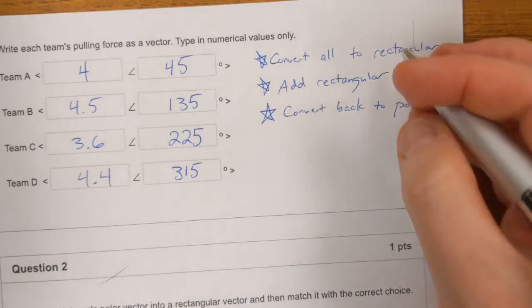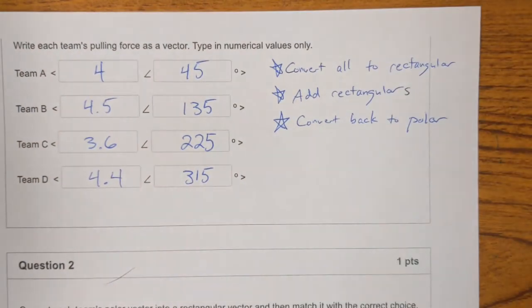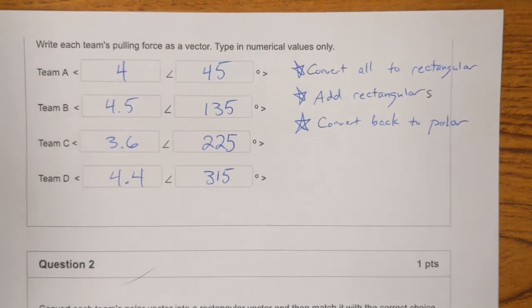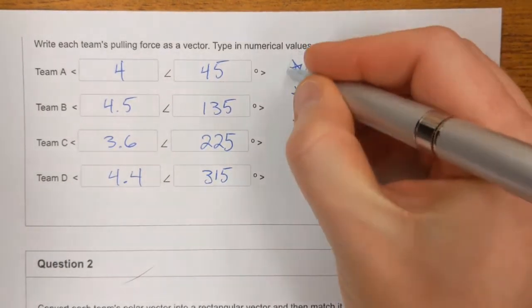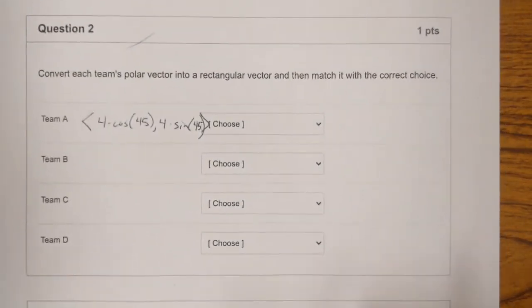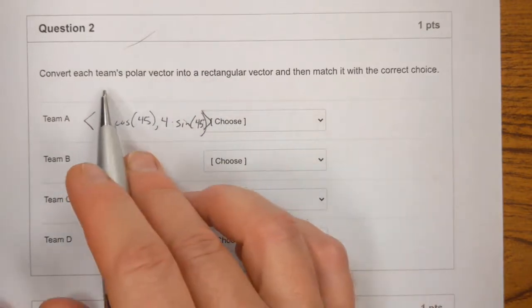Once they're in rectangular form, then we can add all the rectangulars together, add up all the A values and all the B values to get what's called a resultant vector. Then we have to convert that answer back to polar. So you're going to see how this assignment kind of walks you through the steps. Here in question 2, we have to convert each team's polar vector into rectangular vector.